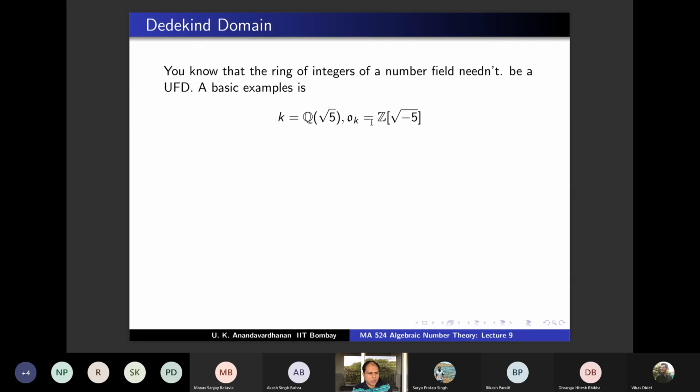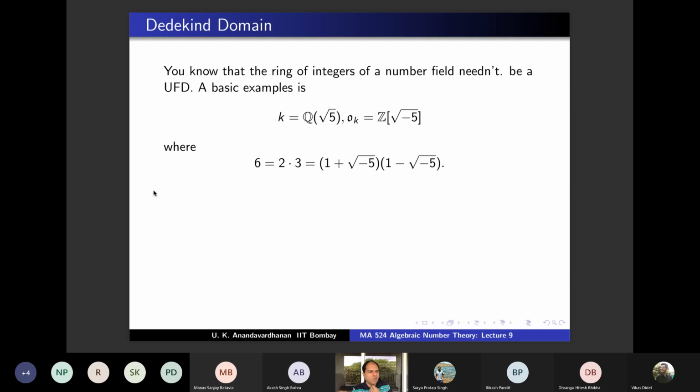And you know that this is not a UFD, no? This must have been your basic example of a non-UFD. Can you give a one-line answer? Forget the details. (1 + √-5)(1 - √-5) is 6, and 2 times 3 is also 6. Correct. So you need to check that these are all irreducibles, and then you have given two different factorizations.